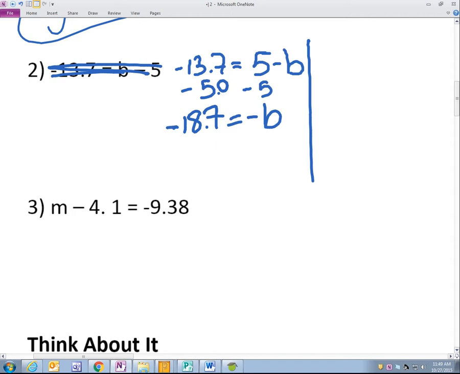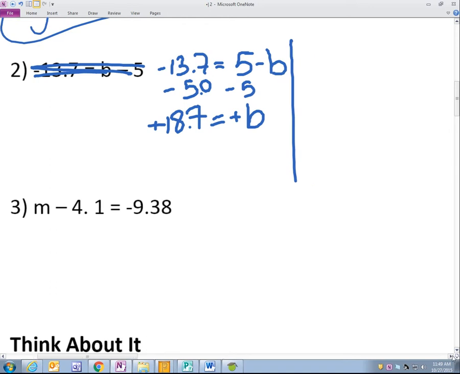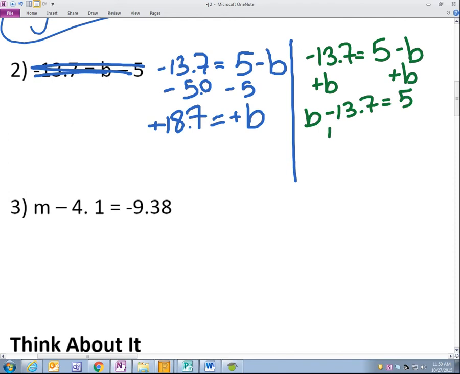But B is not by itself, is it? There's a negative next to it. So on your homework, if this is happening, I just want you to switch the sign of both sides, please. We haven't gotten into that, and we will in the future, but right now, just switch the sign on both sides. And the other way to do that would be like this. That's the other way of doing it.